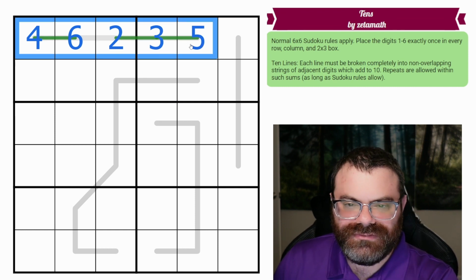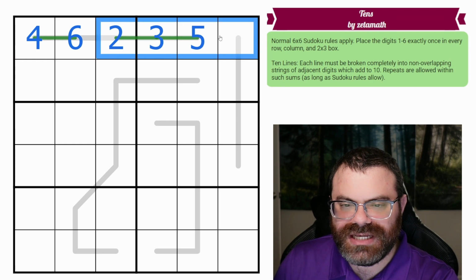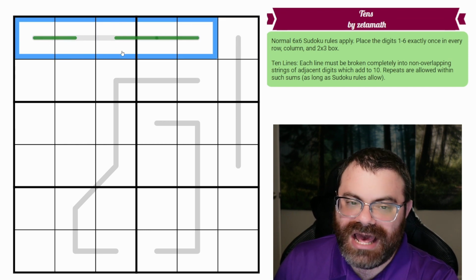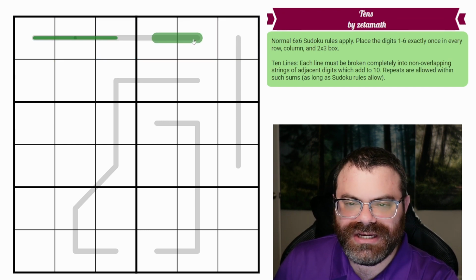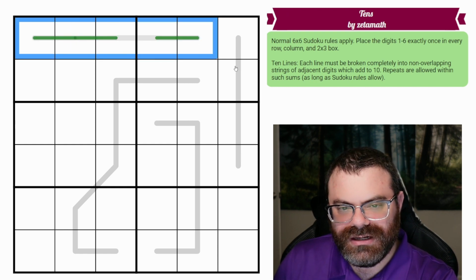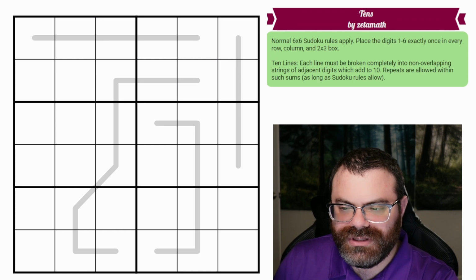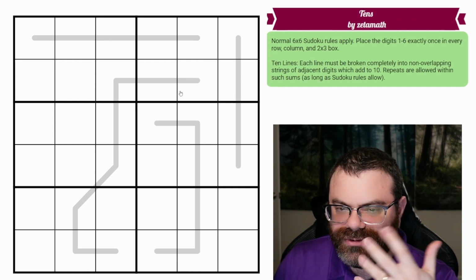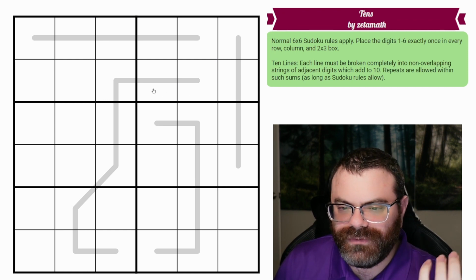So that would be one way to fulfill this line where I've broken it into segments and each segment adds up, but I don't have to break it into segments that way. I could break it into segments this way and instead do the 4, 6 over here and the 2, 3, 5 here. So, the non-repeat or the repeat rule is basically the lines don't have a non-repeat rule on them.